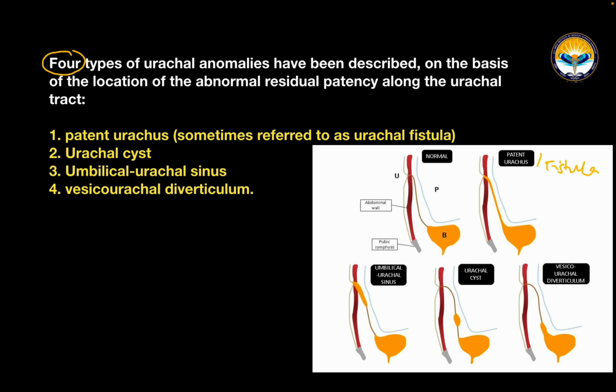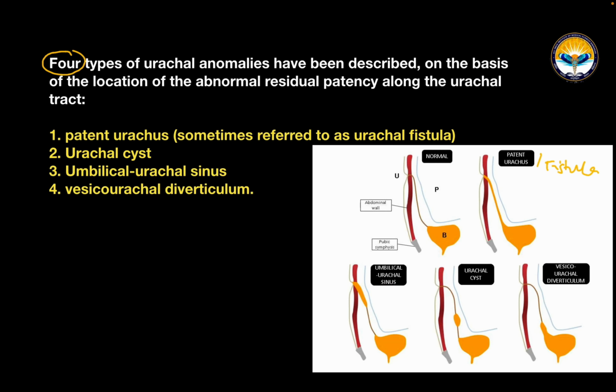The next one is the urachal cyst. It is an encapsulated fluid-filled structure along the course of the urachus, often asymptomatic but prone to infection if the cystic content becomes stagnant. Then we have the urachal sinus. It is a congenital anomaly where a persistent communication between the umbilicus and bladder exists, forming a sinus tract. It may present with intermittent drainage or infection.